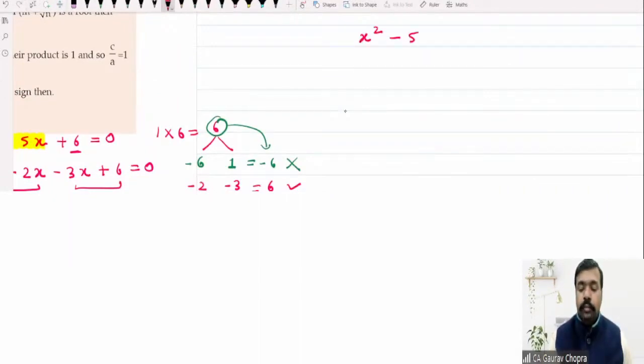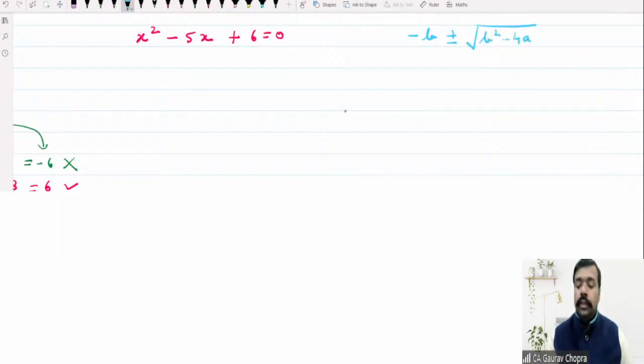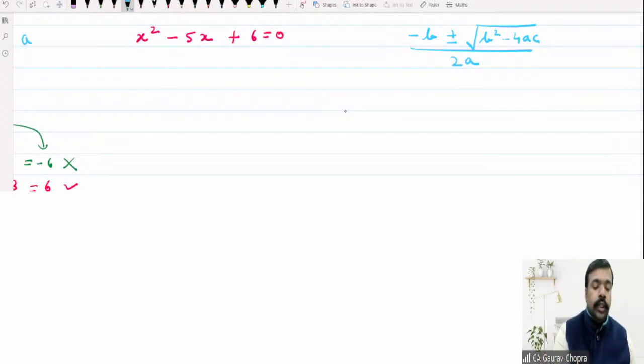x square minus 5x plus 6 equal to 0. Now the formula says minus b plus minus root of b square minus 4ac upon 2a. So clearly from the equation, we can see that value of a is 1, value of b is minus 5, and value of c is 6.